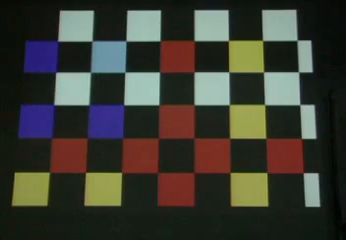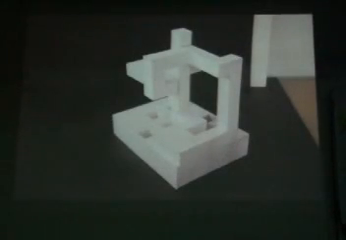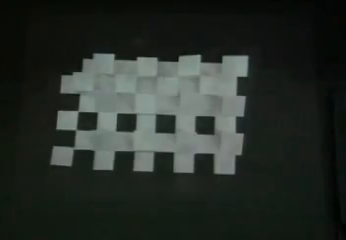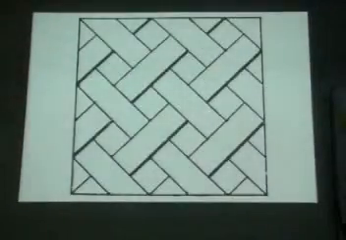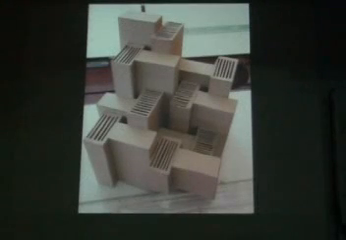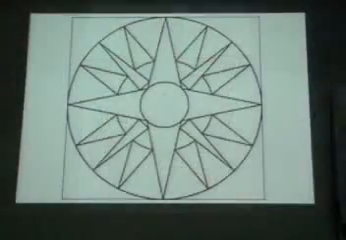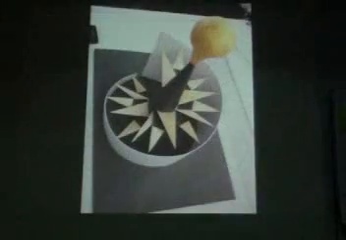Next diagram, that's the object. One more interpretation of the same diagram. This is one interpretation, that's the second interpretation. Diagram, object. Diagram, object. Diagram, object.